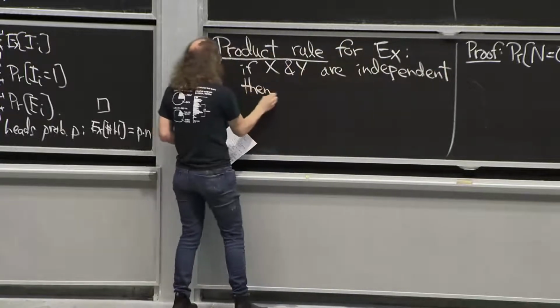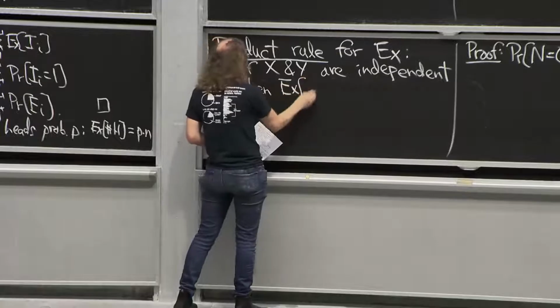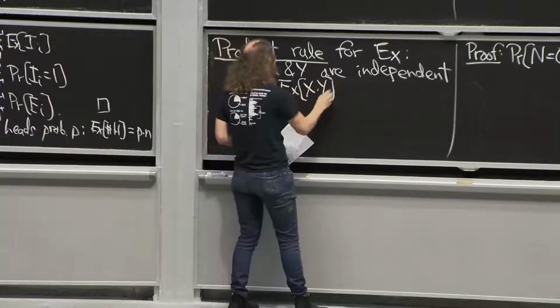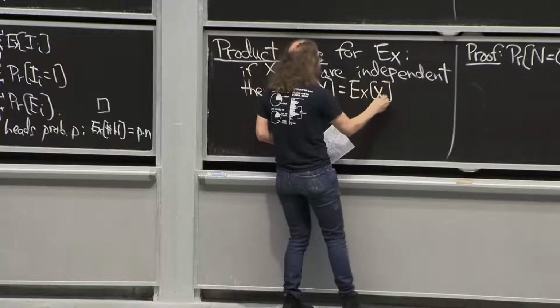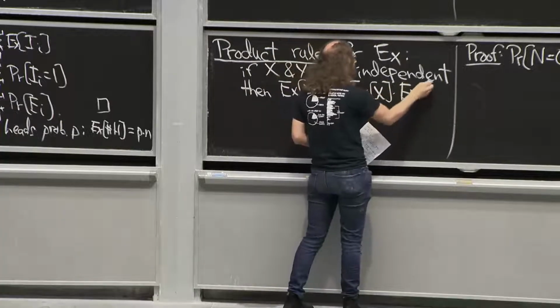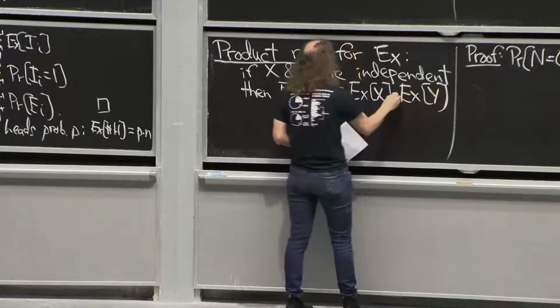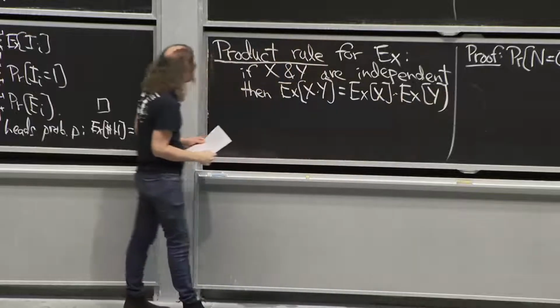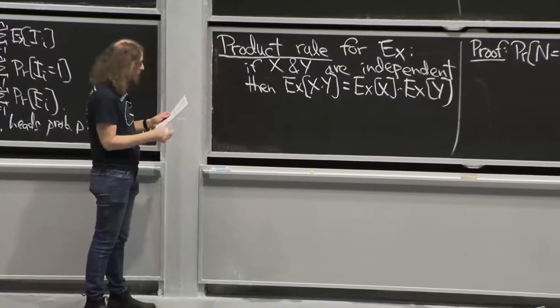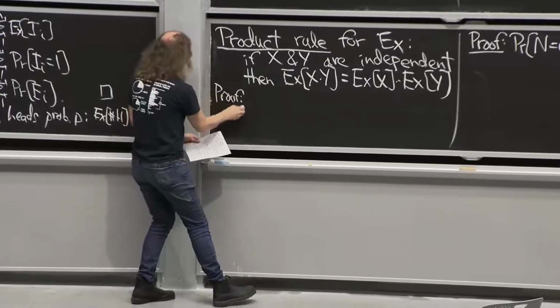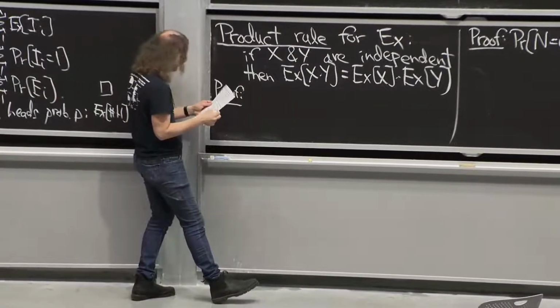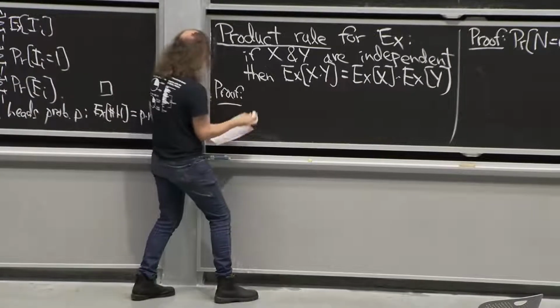And then it's exactly what you'd expect. The expectation of the product is equal to the product of the expectations. So similar to probability. In fact, this is really just a generalized version of the product rule for probability. Maybe I'll give a quick sketch of the proof. How's my time? Yeah. Let's do it.